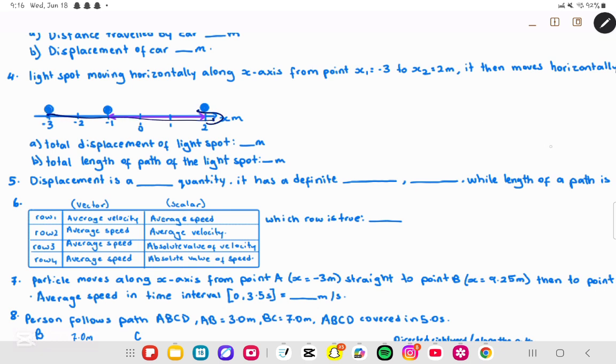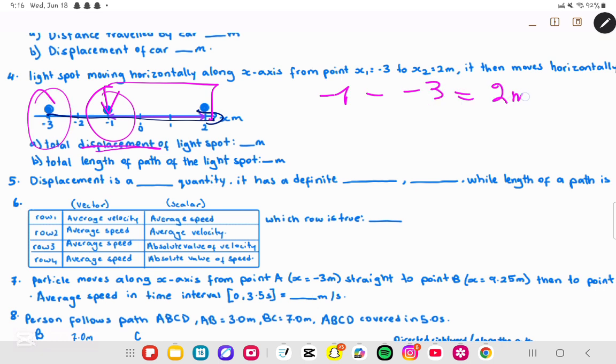After this, what happened? It moves in the opposite direction to minus 1. So the total displacement of the light spot is x final, which is minus 1, minus x initial, which is minus 3. So minus 1 minus minus 3, that's going to be 2 meters. So the total displacement of the light spot is 2 meters.